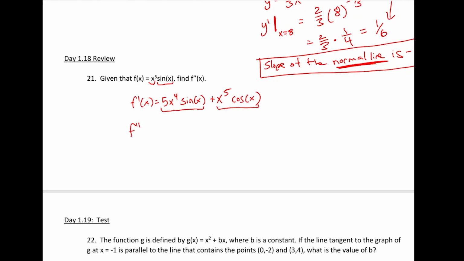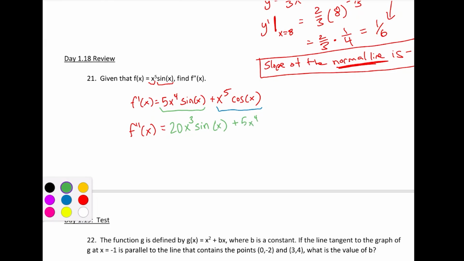Okay, so the second derivative. To make this a little bit easier to follow, I'll do the first product rule in green, and I'll do the second product rule in blue, so you can see exactly where all these values are coming from. So for that first product rule, derivative of 5x to the 4th is going to be 20x cubed, then times sine x, plus 5x to the 4th times the derivative of sine x, which is cosine x. All that is coming from the first product rule off of that 5x to the 4th times sine x.